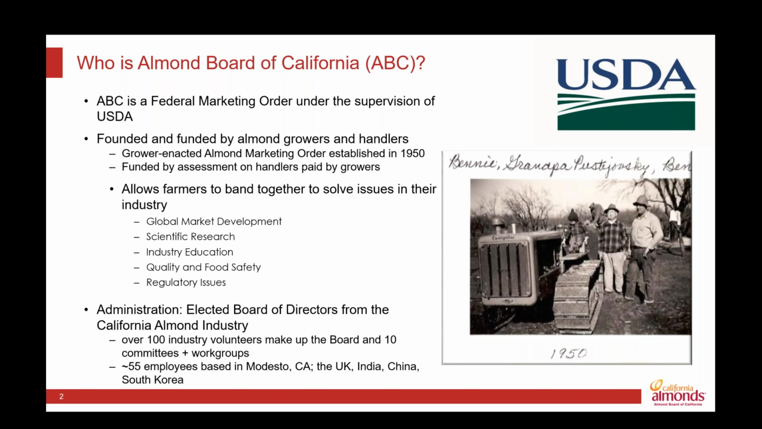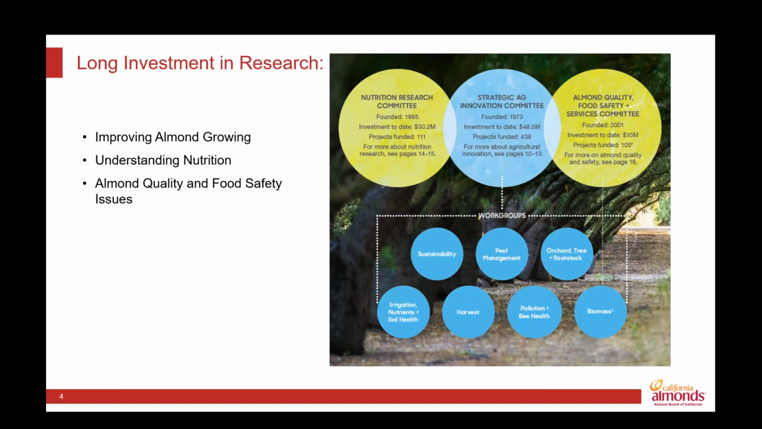There's currently about 55 employees based in California, but from marketing also in the UK, India, China, and South Korea. And I think one thing that we're proud of and that we care about is that the Almond Board has had a long-term investment in research. First research was for navel orangeworm back in 1973, and that program that started with a couple of projects is now many different projects, a very involved system, covering everything from nutrition research to how do we grow things better in the orchard to food safety and food quality. It just gives you an overview of the committees that we have.